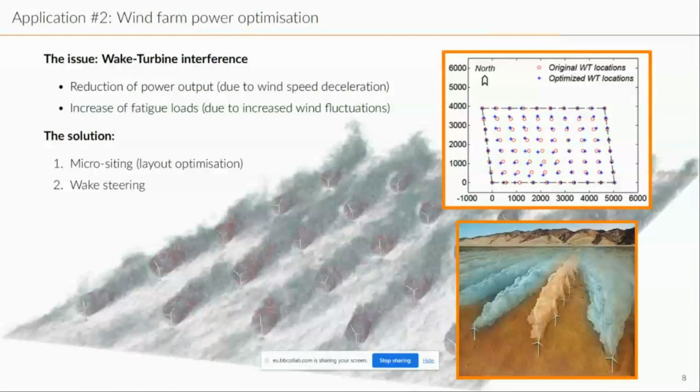It's either positioning the turbines in a way that their wakes do not interact, or steering the turbines by misaligning them against the wind so that we redirect the wakes, again wanting to do the same thing: basically minimize the impact between upstream turbine wakes and downstream turbines.